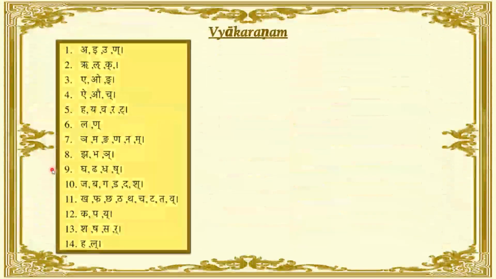Next we have the Panini Maheshwara Sutra. These sutras I will just pronounce, and my pronunciation is not that perfect, but you can check on the internet for the perfect pronunciation. We have: Ai Un, Ri Lrik, Ein Aun, Aiauch, Hayavarat, Lan, Nyamanangananam, Jhabhan, Gharadhash, Jabagadadash, Khaphachhathathachatav, Kapay, Shashasar, Hal.